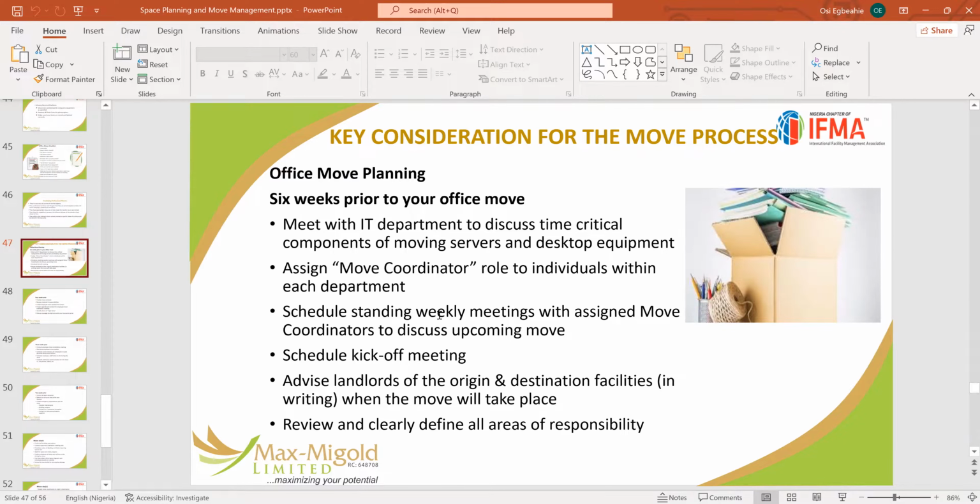These move coordinators are sometimes better if they are in different departments. Schedule standing weekly meetings with assigned move coordinators. You must have meetings with them. Schedule a kickoff meeting. Advise the landlord of the old facility and the new facility of the time the move will take place. Review and clearly define the responsibilities of different persons when you set up the move coordinators by department.